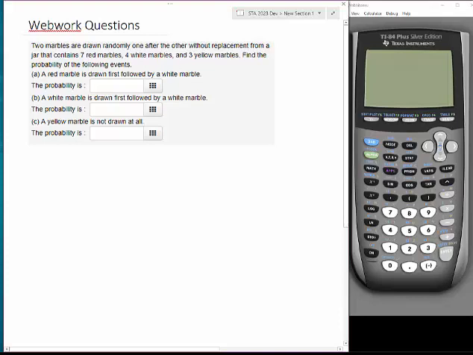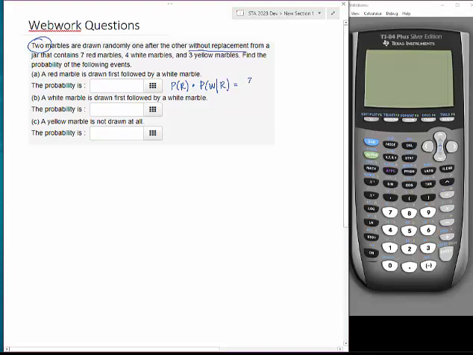This example from WebWork gives us an opportunity to practice probabilities of multiple events without replacement. So they have dependent events and they have conditional probabilities. First two are pretty easy. A red marble is drawn first, followed by a white marble; the second event means multiply. Without replacement means we need to remember that a red marble has already been drawn.